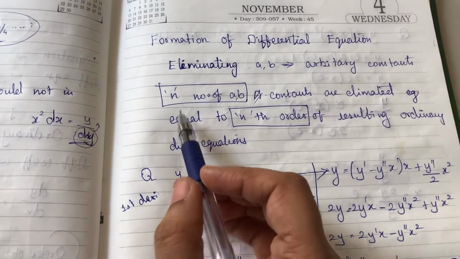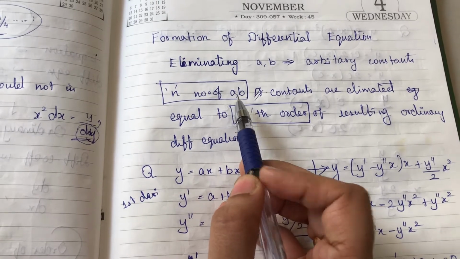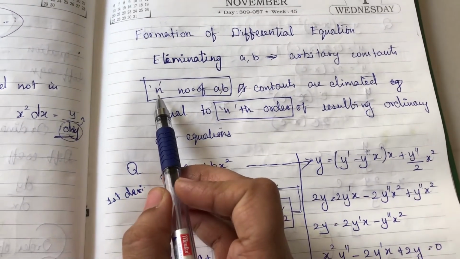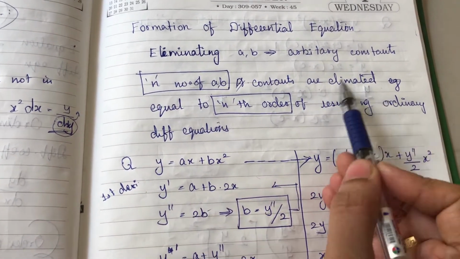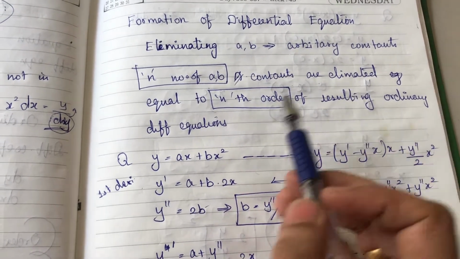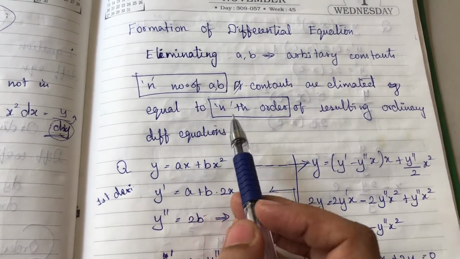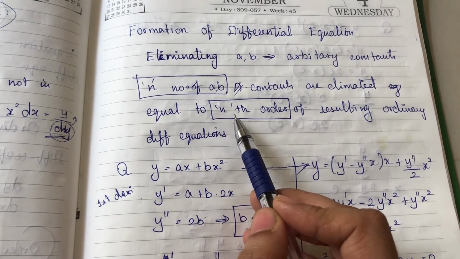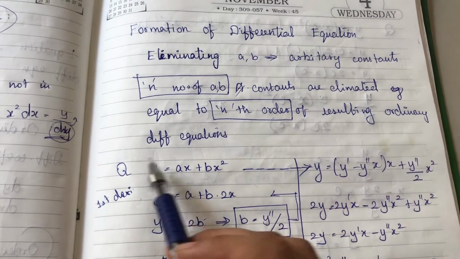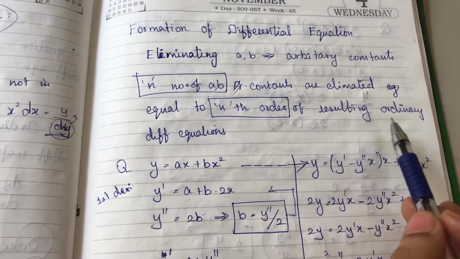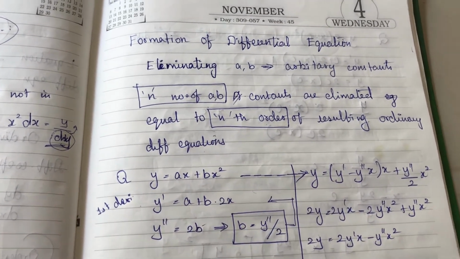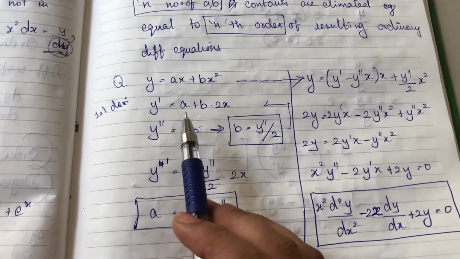What is this? N number of arbitrary constants means the constants can be eliminated n number of times. So how many arbitrary constants are eliminated is equal to that number, the order of the resulting differential equation. So the resulting ordinary differential equation's order will be that number. Okay, let's see one sum.